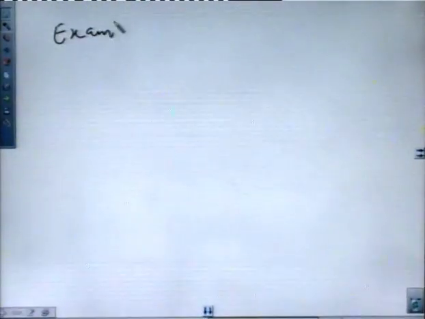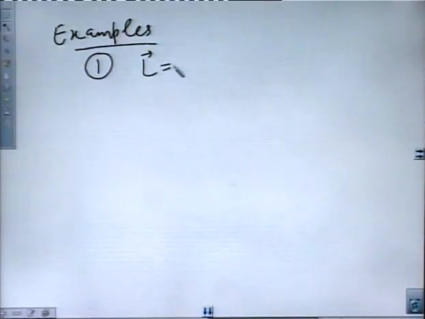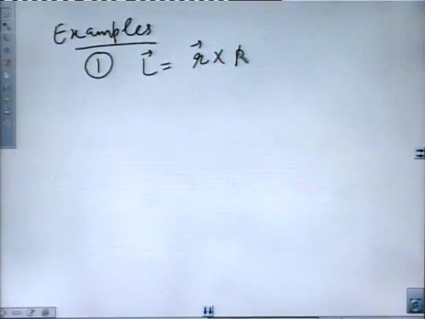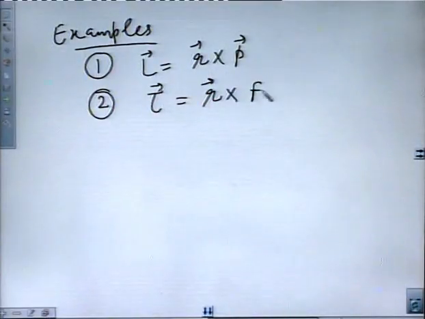The examples of cross product: first is the L vector, which is equal to R vector cross P vector. L is angular momentum, which is equal to perpendicular distance R cross linear momentum vector. The second example is torque vector, which is equal to R vector cross F vector. R is the perpendicular distance and F is the force vector. So these are the examples of cross product.